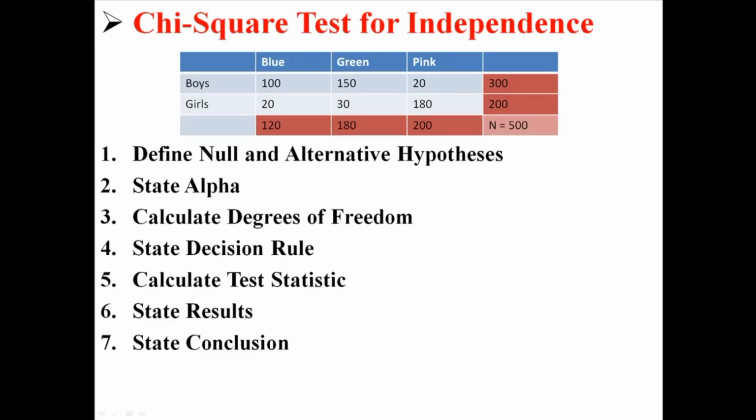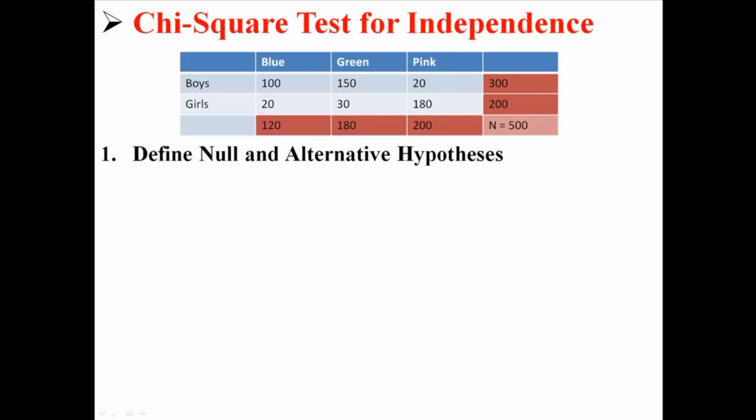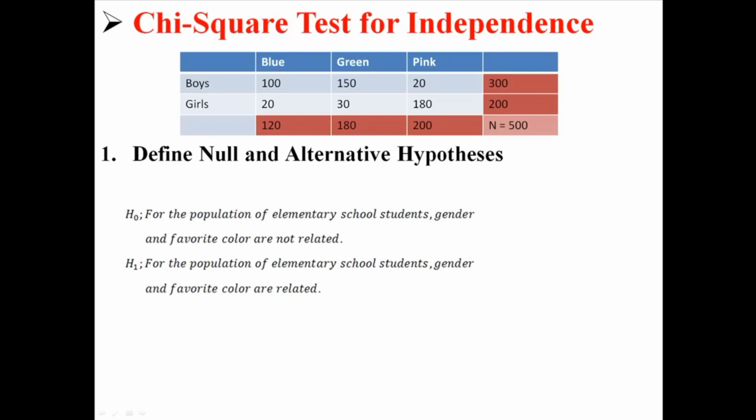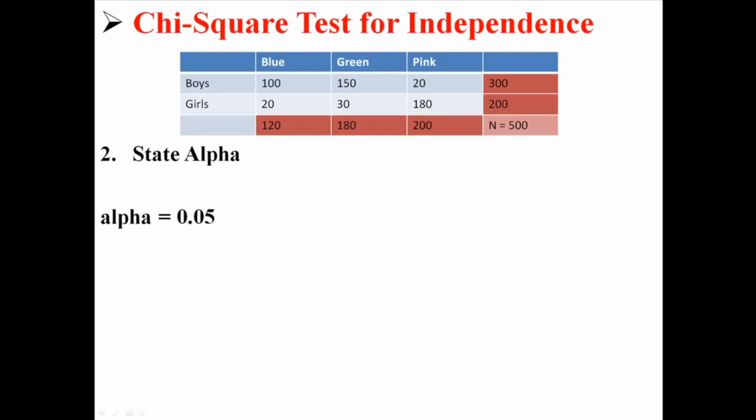So we can use this information to calculate our chi-square. And we're going to do a hypothesis test using the 7 steps. First step is to state our null and alternative hypothesis. Our null hypothesis is for the population of elementary school students, gender and favorite color are not related. And our alternative hypothesis is for the population of elementary school students, gender and favorite color are related. Alpha is always equal to 0.05.